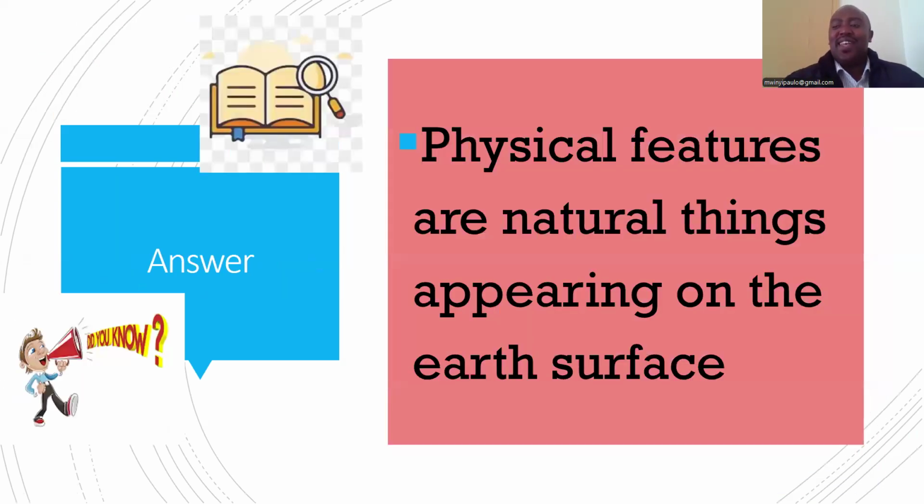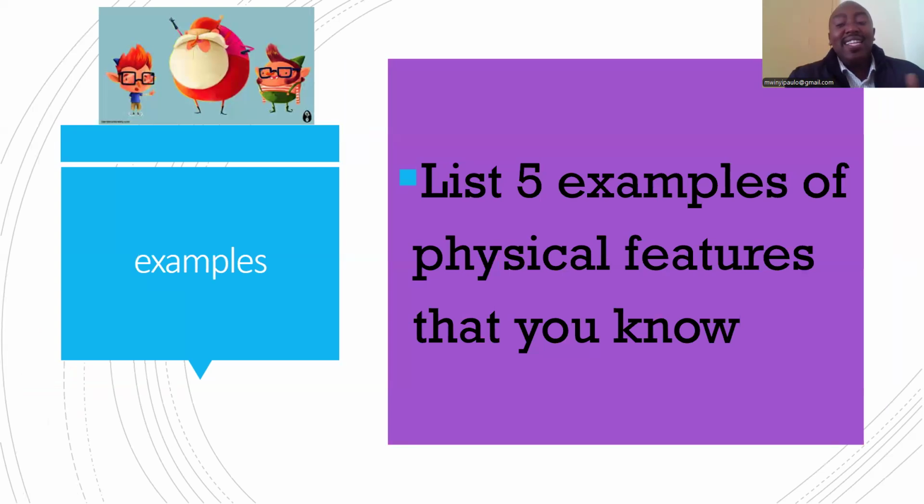Good. Allow me now to share with you the correct definition of physical features. Physical features are natural things appearing on the Earth's surface. Now you know. List 5 examples of physical features that you know. Which physical features do you know? Name any. I'm giving you a minute or two.